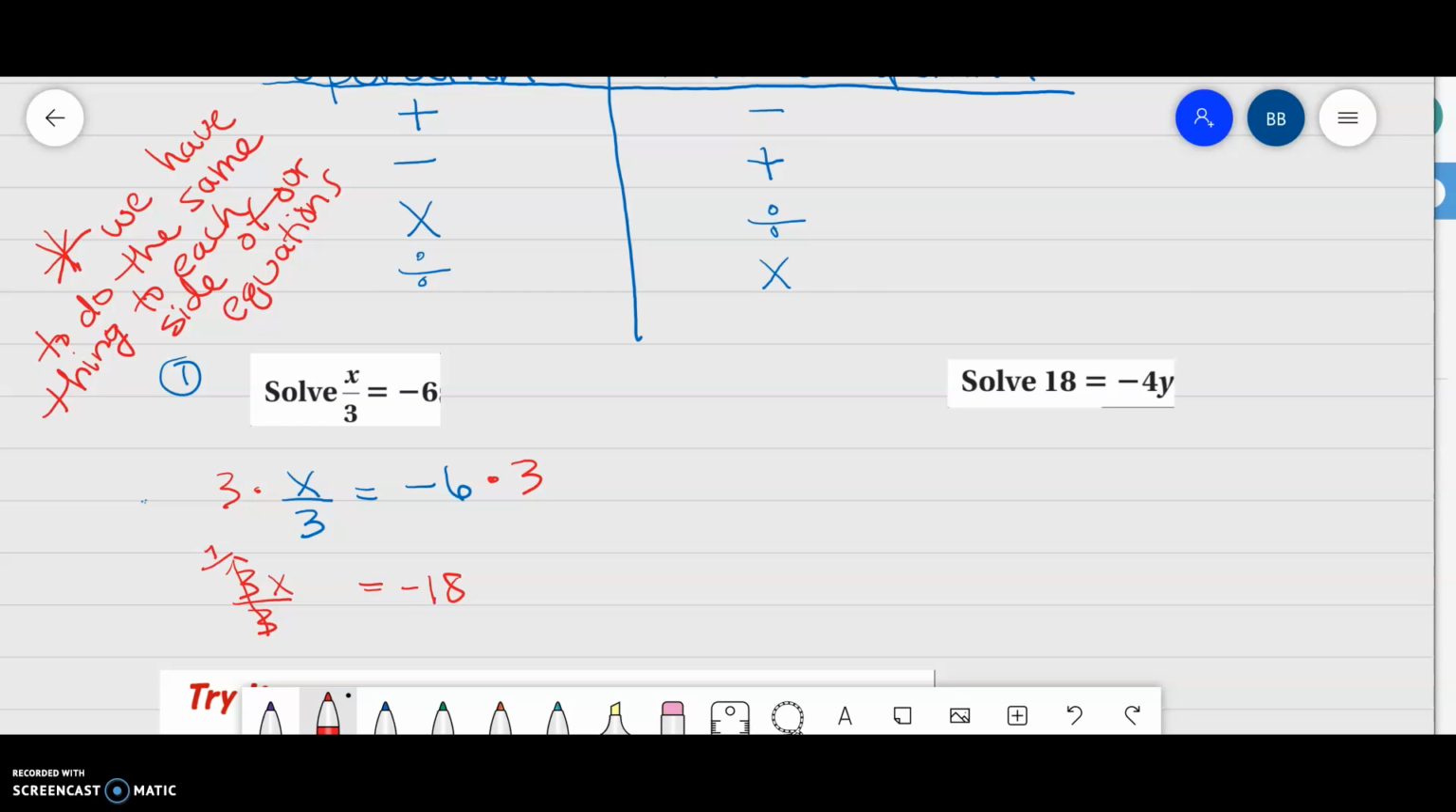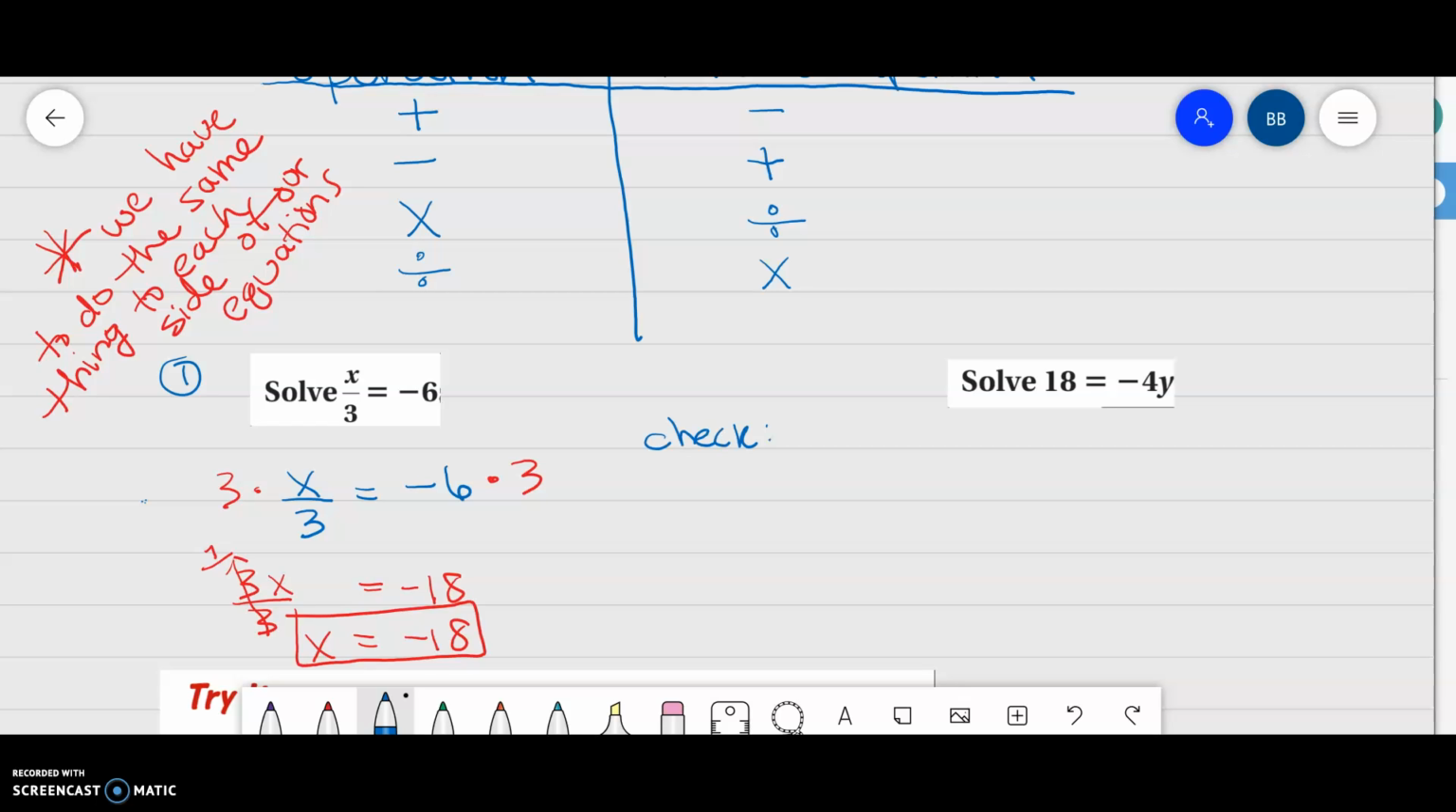So it's super important that you're showing that. I changed this, so now I'm just going to write my final answer. So x equals negative 18. And I'll circle it. And I can do a quick check on this to make sure I got the correct answer.